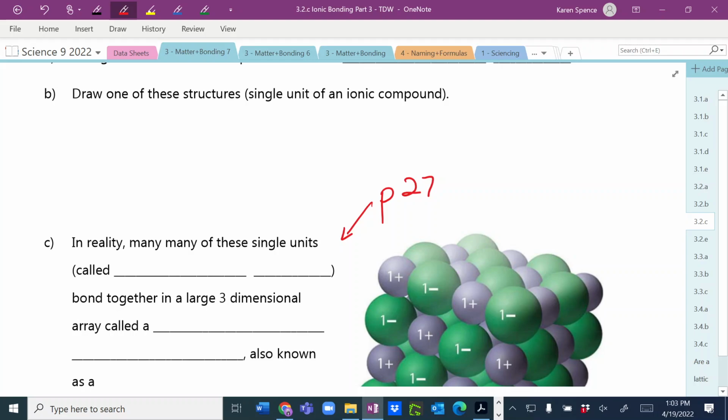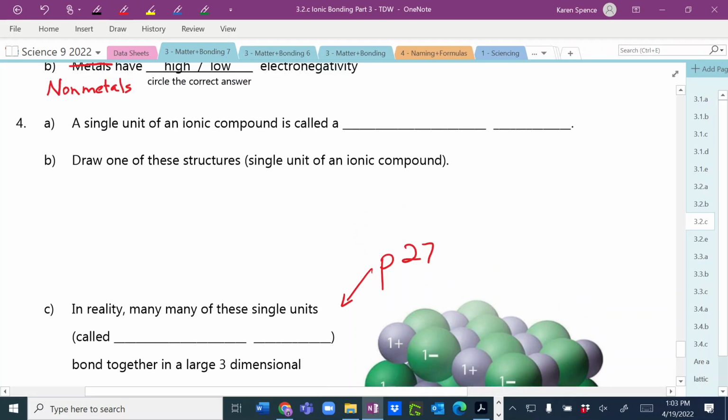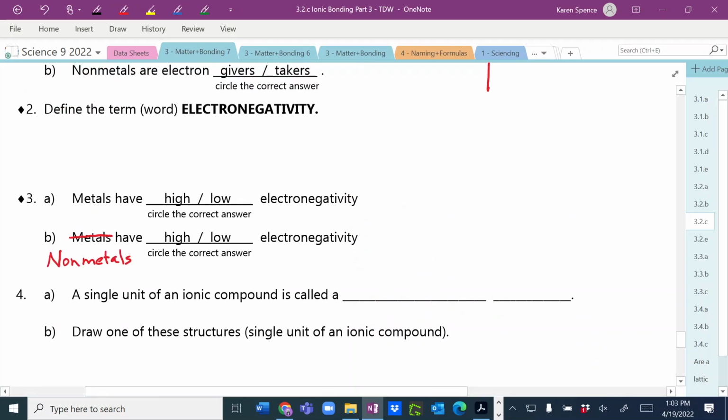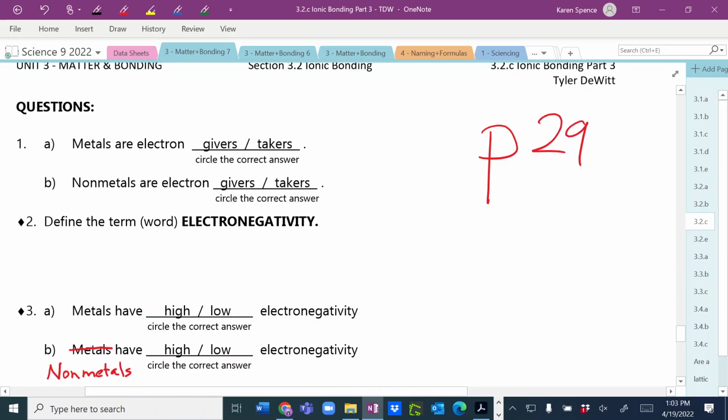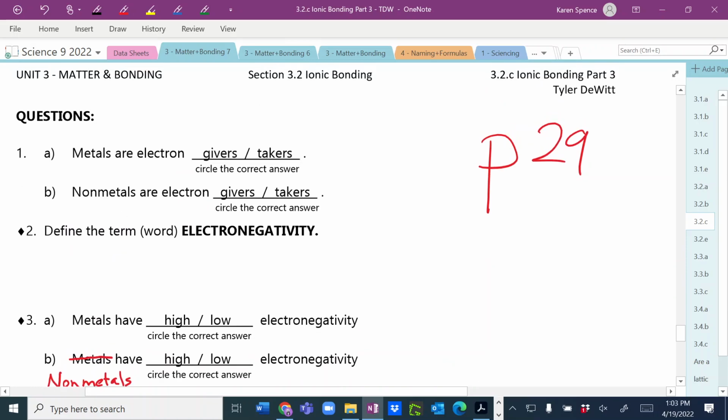Okay, my friends. We are just about ready here. Let's go over this because it won't take very much time at all. Are metals electron givers or electron takers? Givers. Are non-metals electron givers or takers? Takers.